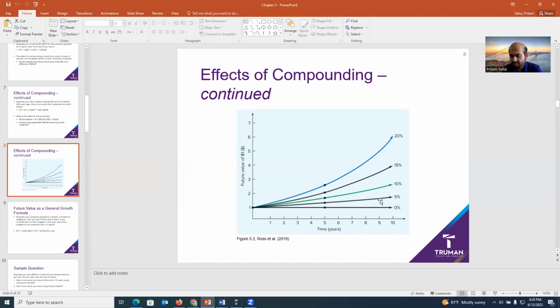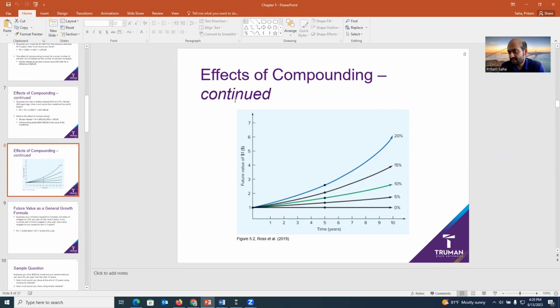When the interest rate is 5%, the future value will be more than the future value at 0%. If the interest rate is 10%, it will be more, 15% furthermore, 20% furthermore. We know what I'm trying to say. But the main thing, look at the graph, how they are curving upwards.